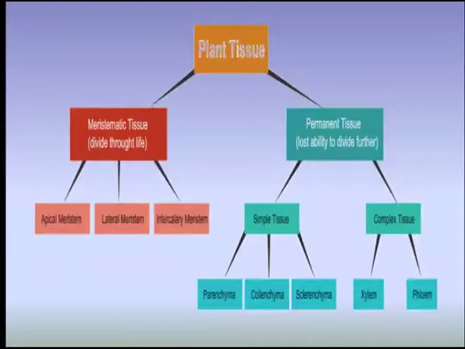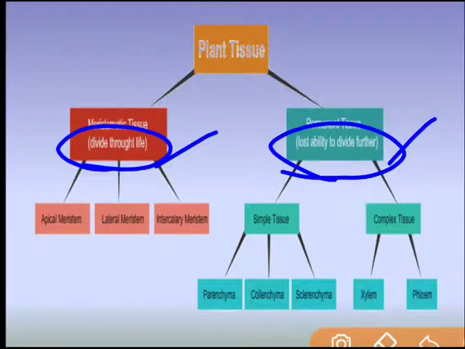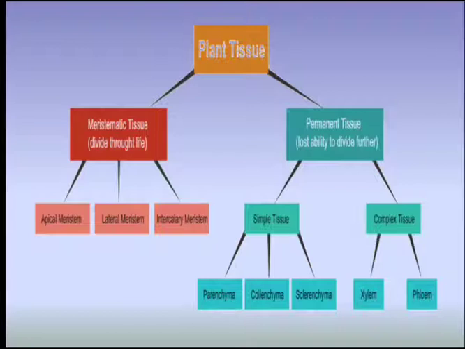So let's come to the plant tissues. Plant tissues are further divided into two types, meristematic tissues and permanent tissues. Meristematic tissues can divide throughout life. They don't stop dividing. But permanent tissues lost the ability to divide, meaning once they become permanent, they are not able to divide. Actually, meristematic tissue converts into permanent tissue.